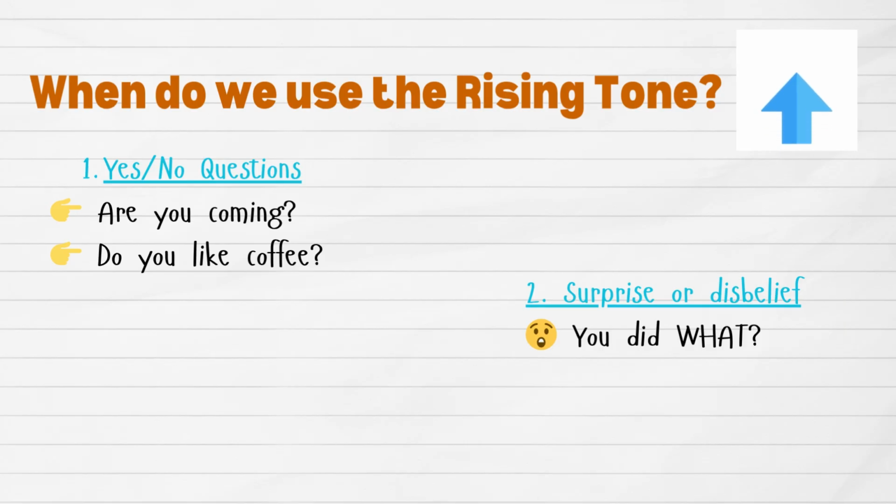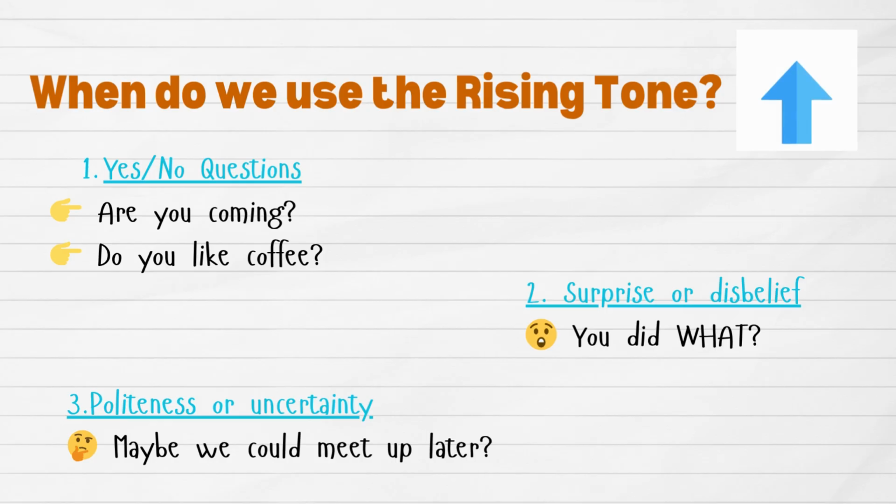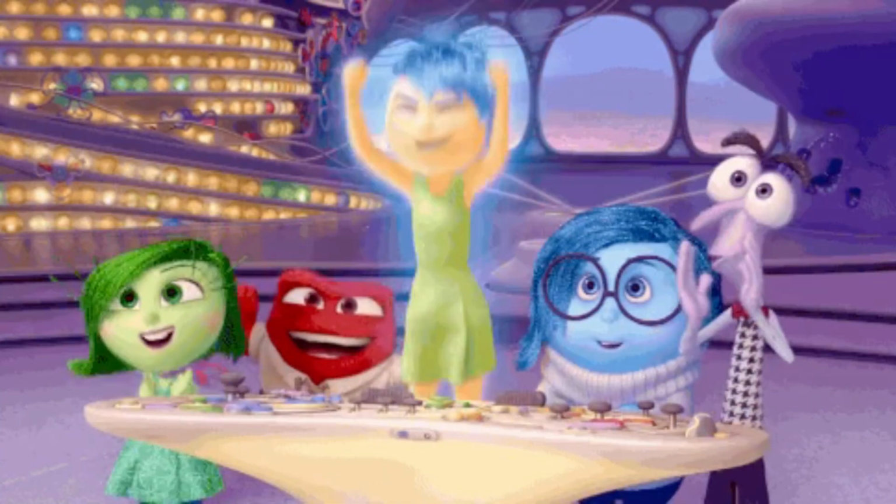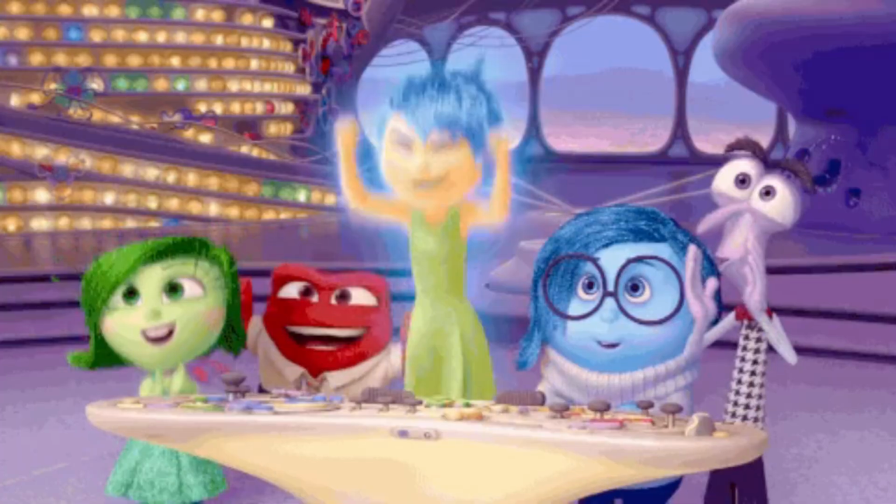Number 2, surprise or disbelief. For example, you did what? It shows emotion or curiosity. And the third situation, when you want to show politeness or uncertainty. For example, maybe we could meet up later. It softens your speech and it sounds less direct. So, the rising tone helps to express emotion, curiosity, and interaction. It's not just melody, it's communication.